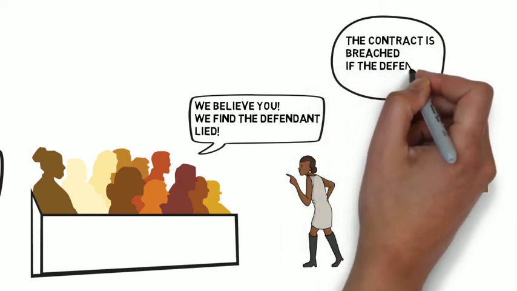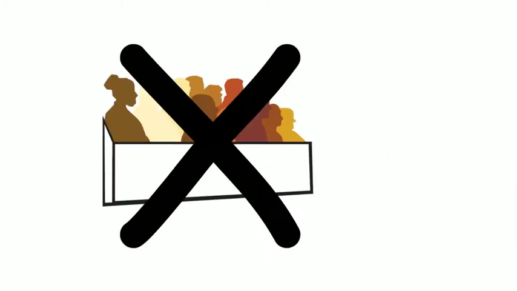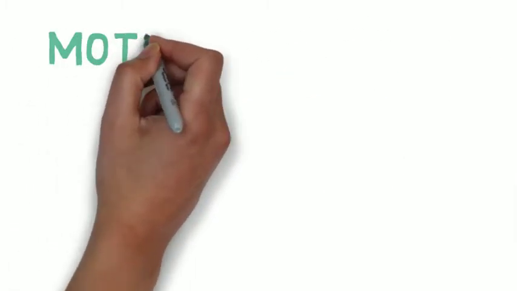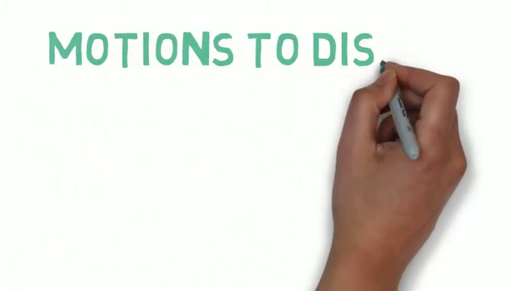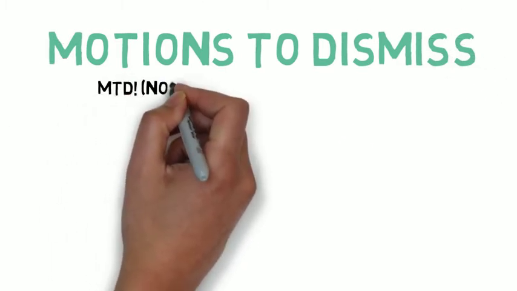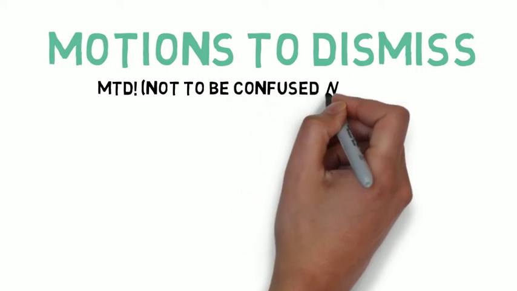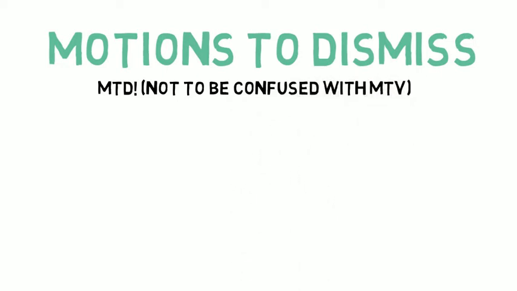So, the first of these motions asking to skip the jury is the motion to dismiss, also called an MTD. An MTD is a defendant telling the judge, the plaintiff has not alleged facts showing that I'm even liable to pay anything, so let's save some time and dismiss the case now. An MTD is brought under Federal Rule of Civil Procedure 12(b).